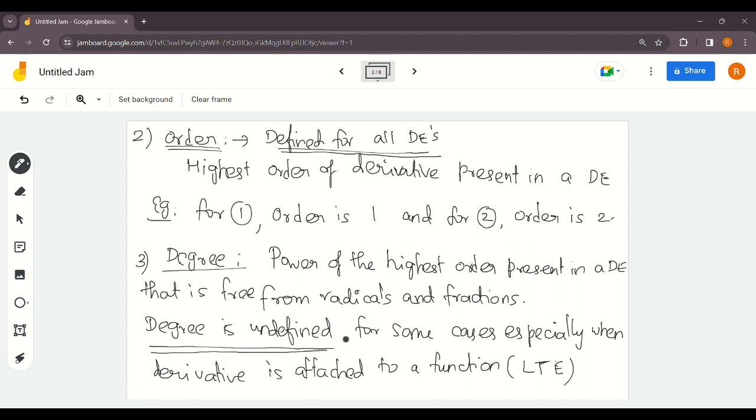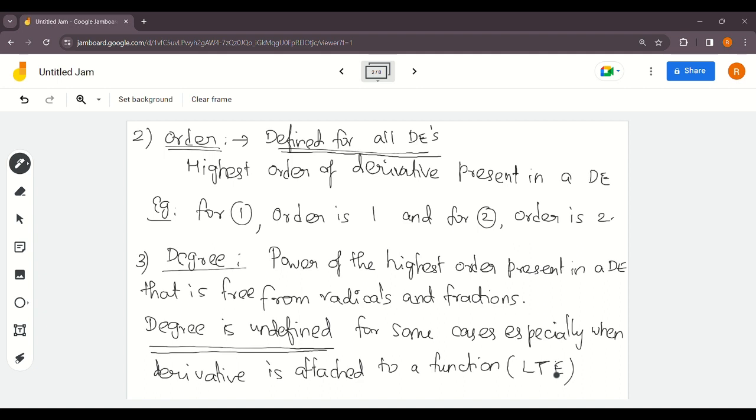So degree is undefined for some cases, especially when the derivative is attached to a function containing logarithm, trigonometric or exponential. LTE, we already saw in integration. That same part I have written. L for logarithm, T for trigonometry, E for exponential. So when the derivative is connected to these terms, please understand, the derivative should be connected to these terms. If any one of these, logarithm, trigonometry or exponential, is present in a differential equation without the connection of the derivatives, then the degree for such equations is defined.